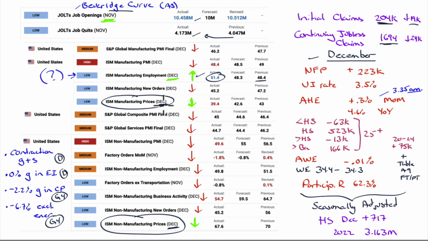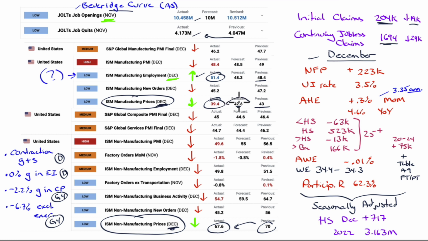Prices paid, though, 39.4. Previous was 43. It was expected to drop to 42.6. Now, this is for December. Prices paid. And if we look down here at ISM non-manufacturing prices for December, 67.6 down from 70. So it has given way, and same with manufacturing has given way.